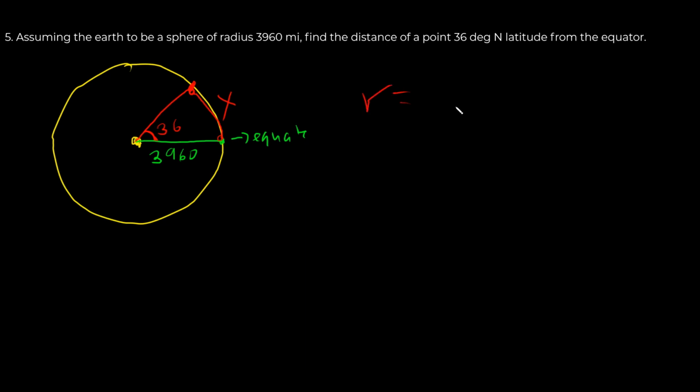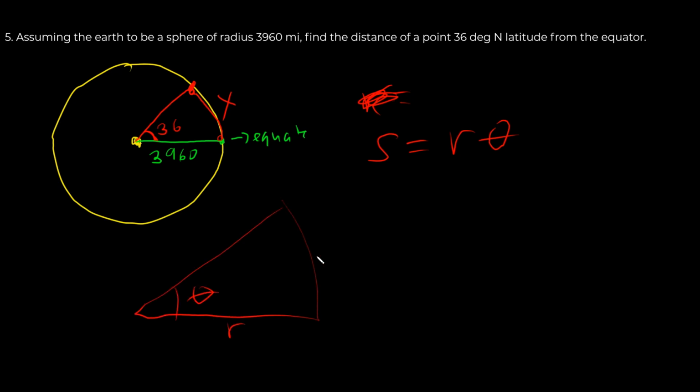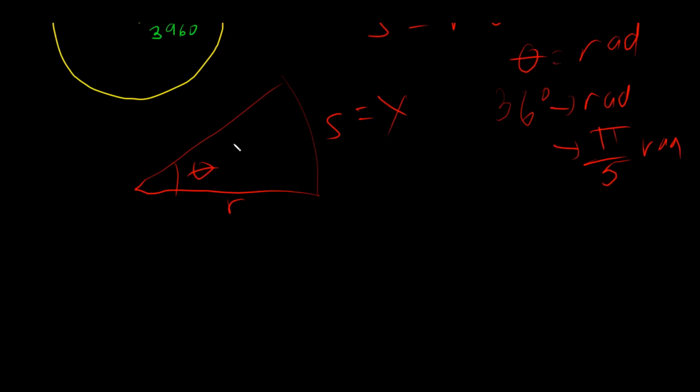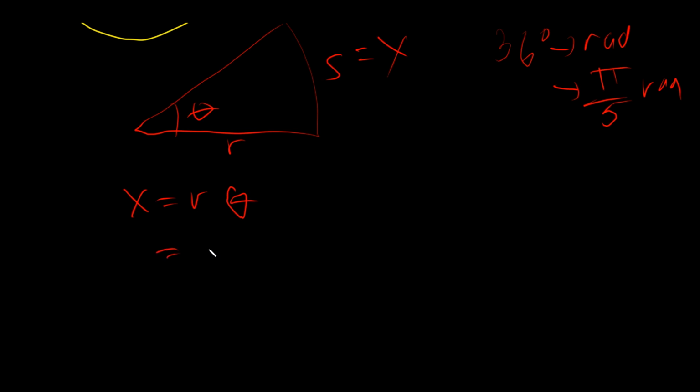That is S is equal to R theta. Or, mo ni siya ang R, mo na siya ang theta, mo ni siya ang S, or sa to ang case is X. Pero magamit ni siya if imuhang theta is nakarad. Okay? So, dapat ang 36 degrees, convert na to siya into rad. So, that is equal to pi over 5 rad. So, substitute na lang, we have x is equal to r theta, where r is equal to 3960 times pi over 5. So, x is equal to 2488 miles.